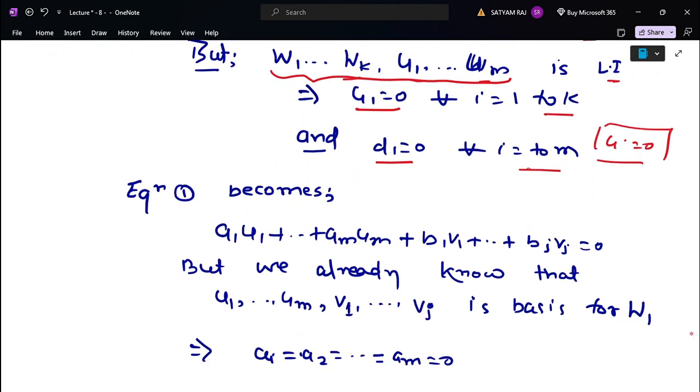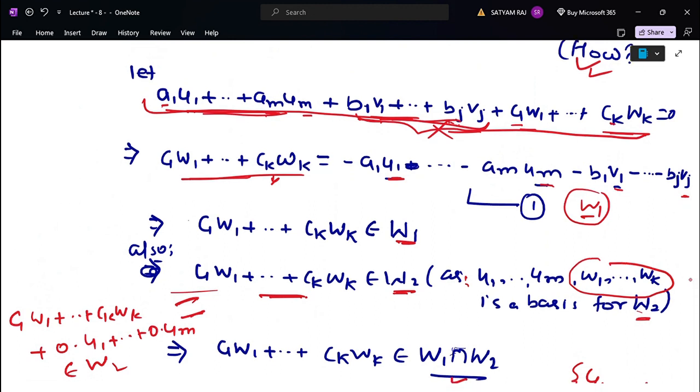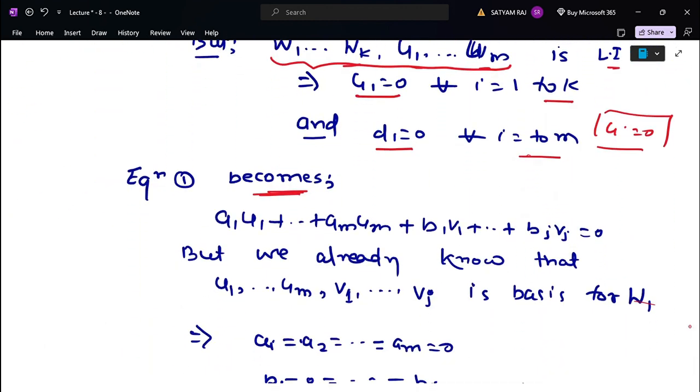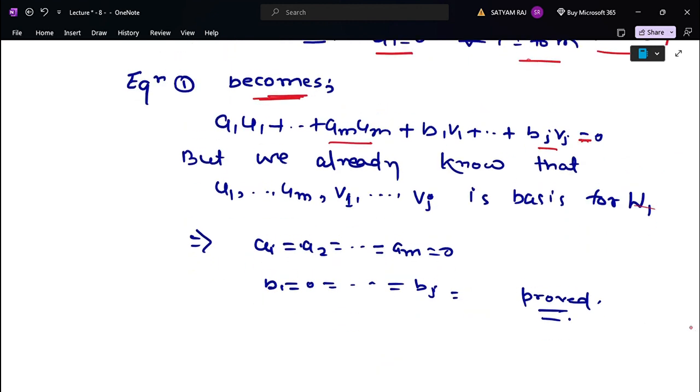So what is left here? Equation 1 becomes, okay, where is equation 1? This is equation 1. This is 0, so we got RHS only. And that will be a1 u1 plus dot dot am um plus b1 v1 to bj vj equal to 0. The minus sign has been taken common out and sent to RHS. Okay, that is the basic thing.